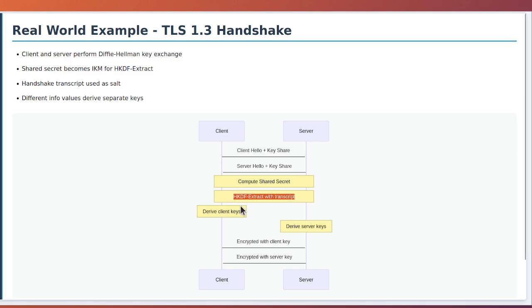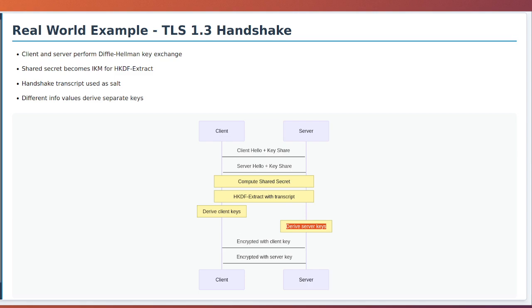handshake secret. Then, using HKDF expand with different info values, TLS derives separate keys for client-to-server encryption, server-to-client encryption, client-to-server authentication, and server-to-client authentication. Each of these keys is completely independent but derived from the same handshake secret. As the handshake progresses, TLS performs additional HKDF operations to derive the master secret and eventually the application traffic keys that protect your actual data.